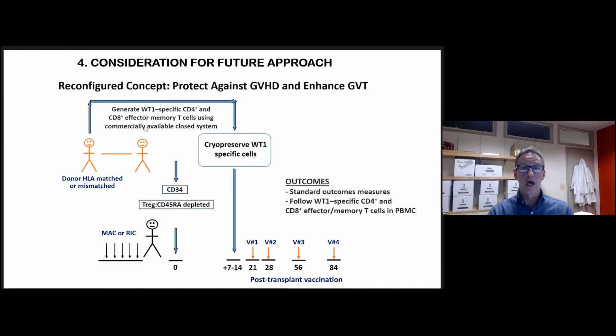Okay, so time passes. The sponsors of this symposium developed some kind of in vitro, commercially available closed system where you could generate WT1 specific CD4 and CD8 effector memory T cells. Okay, then let's maybe reinvent our thinking, reconfigure it to exactly the animal model or the last slide. And that's what we're working towards. You could have a donor, HLA matched or mismatched, unstimulated apheresis, goes through some commercially available closed system for WT1 effector memory T cell generation. Those cells are cryopreserved. And then the patient gets their transplant conditioning.